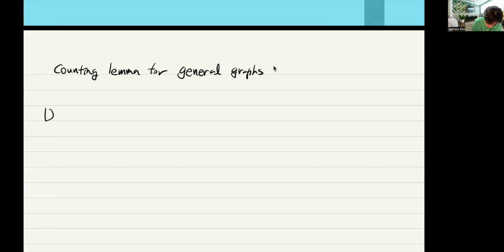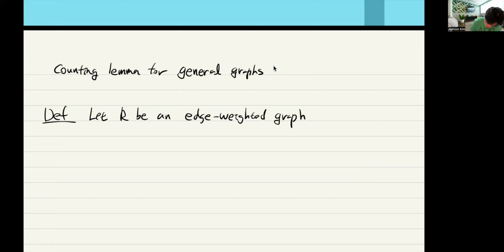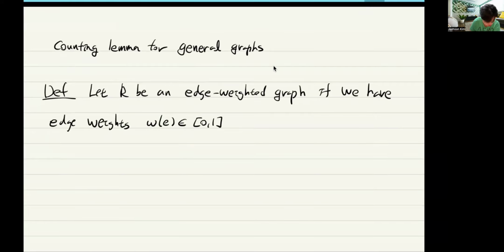So let's introduce that. So let's say R is an edge-weighted graph. That means we have some weights on its edges. And usually this weight is between 0 and 1 for its edge e in this graph R.